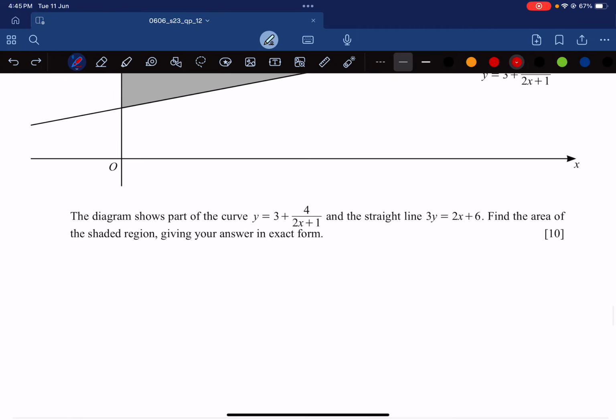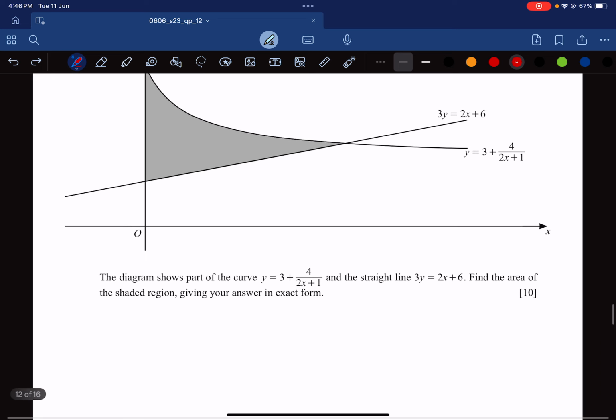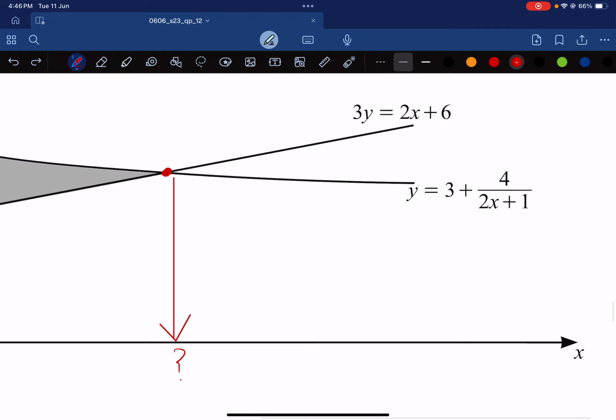Okay, the diagram shows part of the curve and the straight lines. Find the area of the shaded region. So first of all, you need to find the x-coordinate of this intersection point. Right? What is this? Now we just solve simultaneous equations. You either substitute this into the y here, or substitute this into the y here. Doesn't matter, right?